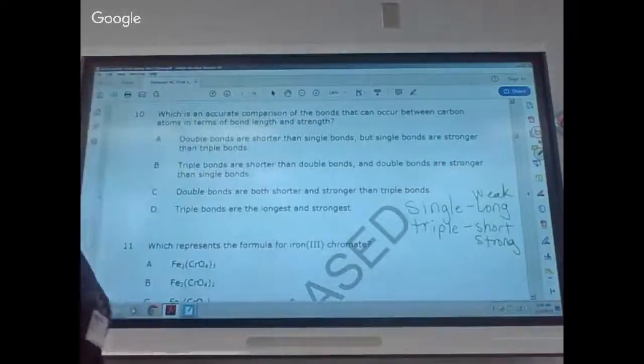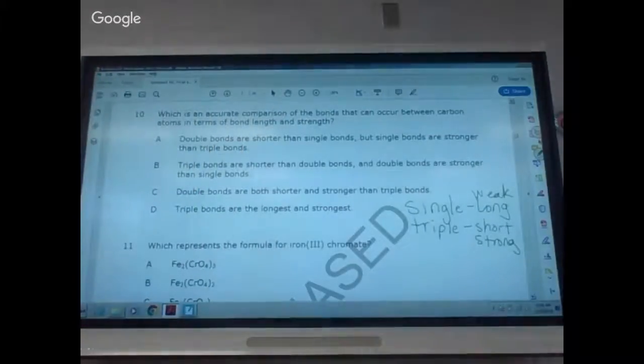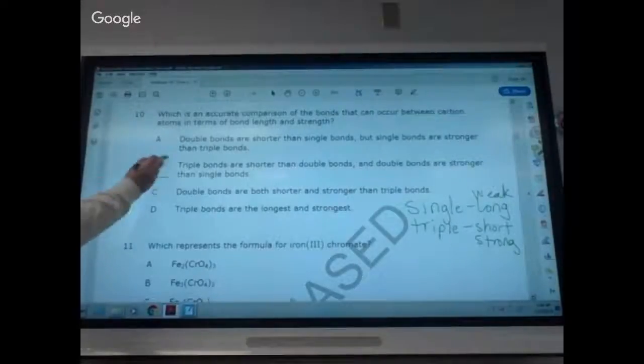Okay, we only spent 5 minutes on it. I remember the strong and the weak, I just don't remember the longest. All right, so which one would be accurate given that description? B, triple bonds are shorter than double bonds, yes. And double bonds are stronger than single bonds, yes. That is correct. All right, number 11, which represents the formula for iron 3 chromate.